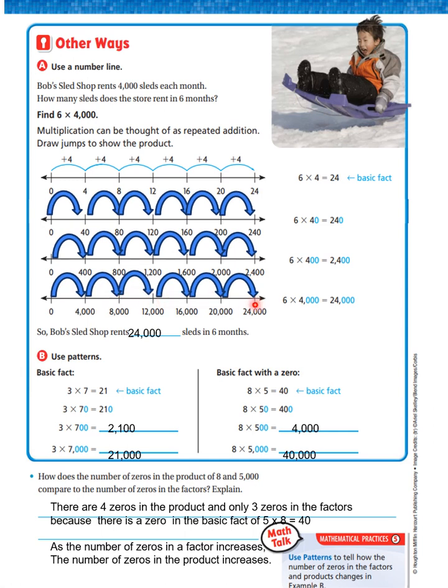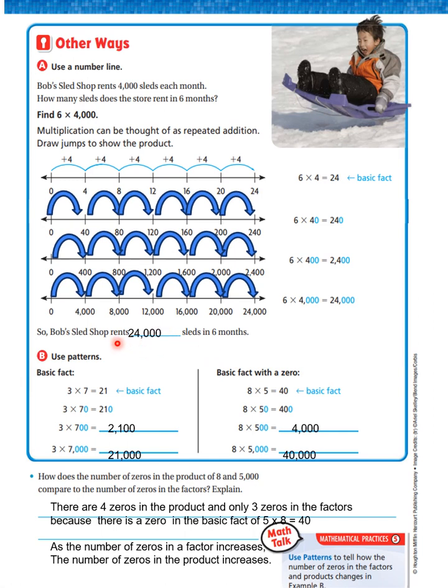We have 6 jumps, and each jump is by how many? Is by 4,000. Very good. All right, so Bob's sled shop rents 24,000 sleds in 6 months.